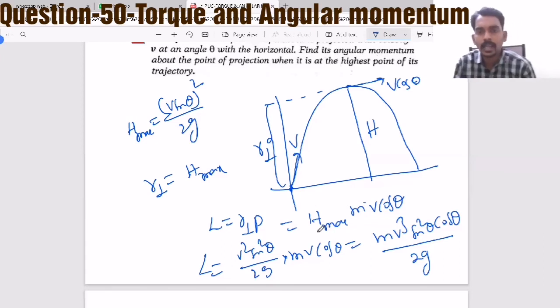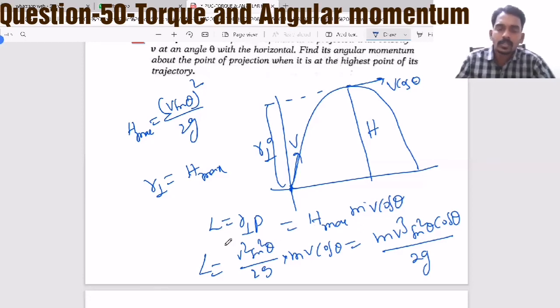If they ask about any random point, meaning at any instant, then you have to find its position r bar, x i cap plus y j cap, the x displacement and y displacement. And you have to find velocity vx i cap plus vy j cap, the x velocity and y velocity. Then you have to go for r bar cross v bar. That will give you the angular momentum, because angular momentum is m into the magnitude of r bar cross v bar. So that also they can ask. So just try on your own by taking r bar and v bar.